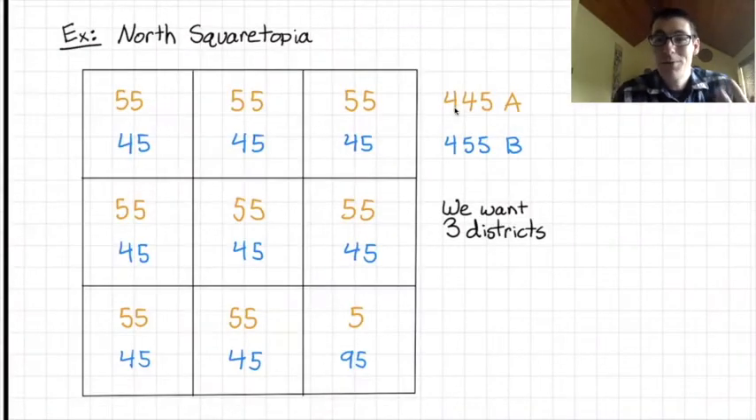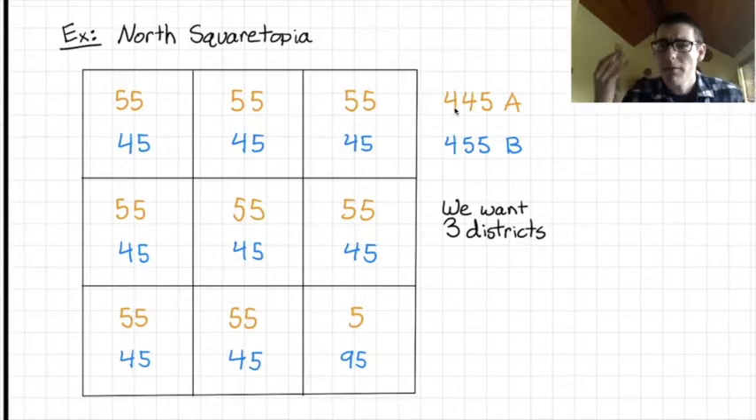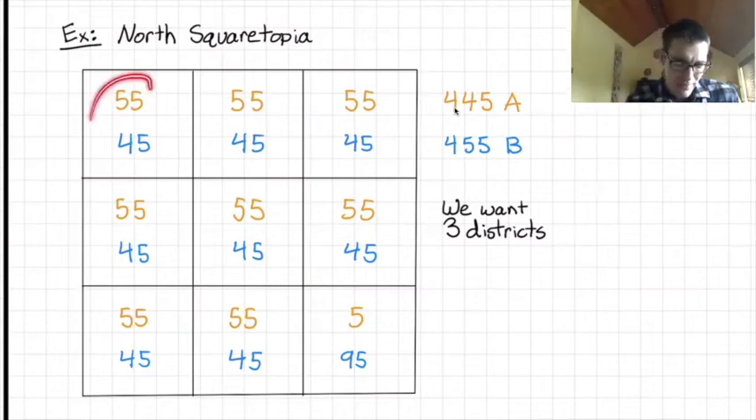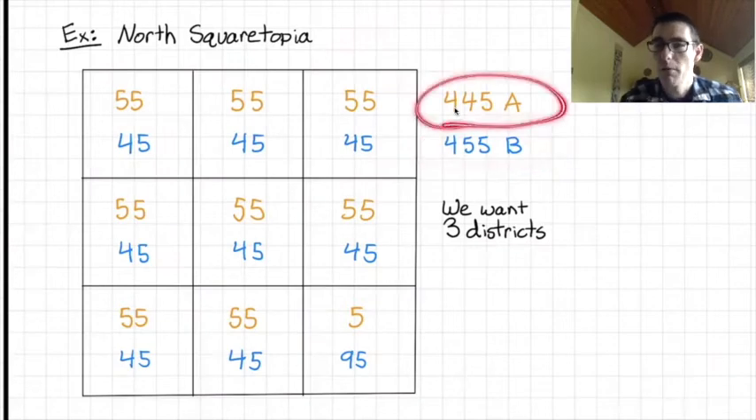Last time we worked with a new state, Squaretopia. Well, we've got an even newer state. Now we have North Squaretopia. North Squaretopia has a total of 9 counties, and due to its size, it's allocated 3 districts. Notice that most of the counties in North Squaretopia have the same type of distribution. 55 people in each county support Party A, and 45 people in each county support the blue party, Party B. However, there is one county that is very heavily Party B, which brings the total distribution so that across North Squaretopia, Party B is favored by a somewhat narrow margin.